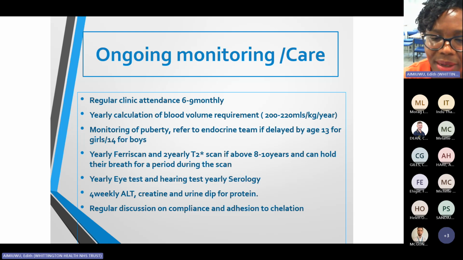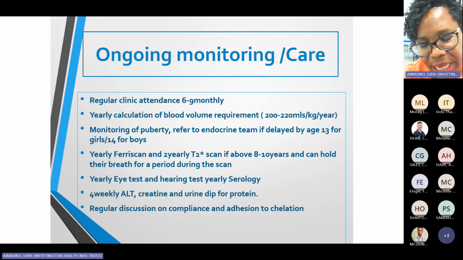We often accept a range of less than 5 for the ferric scan, less than 5 milligram per gram dry weight. However, it's still acceptable to be up to 7. If it is exceeding 7 milligram per gram dry weight, we will probably do a lot of education, discussing with the parents, ensuring compliance of taking the medication.